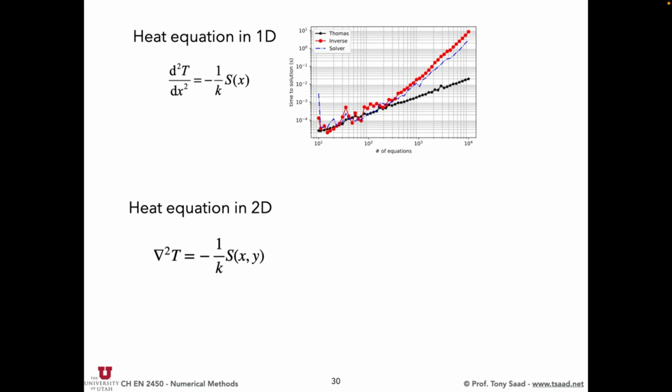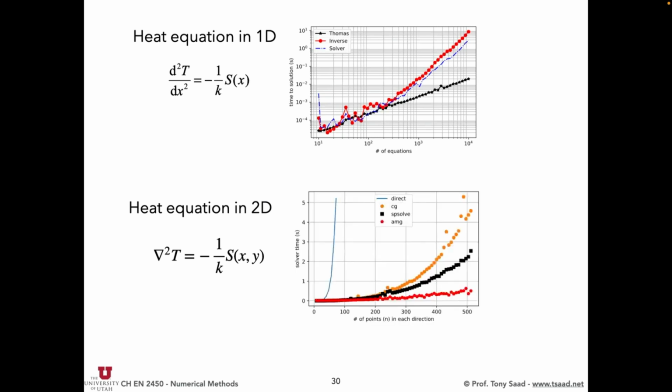Now, if you go to 2 dimensions, this is again plotting solution time versus number of equations. This is the cost of the direct solve method, and it just crashes. After that, it doesn't work anymore. These are some other techniques to solve this system of equations. We're going to talk about those briefly, okay?